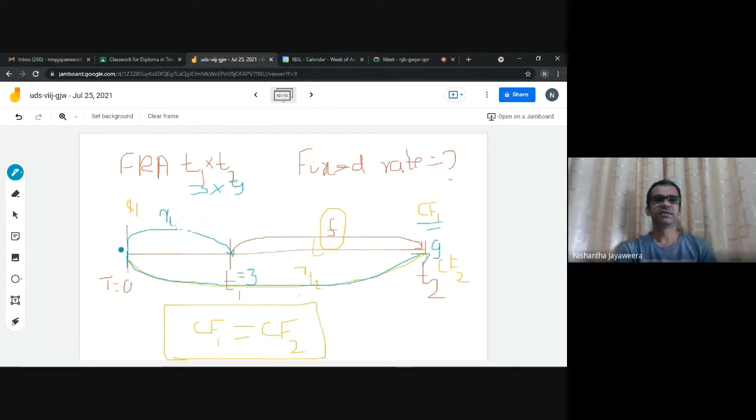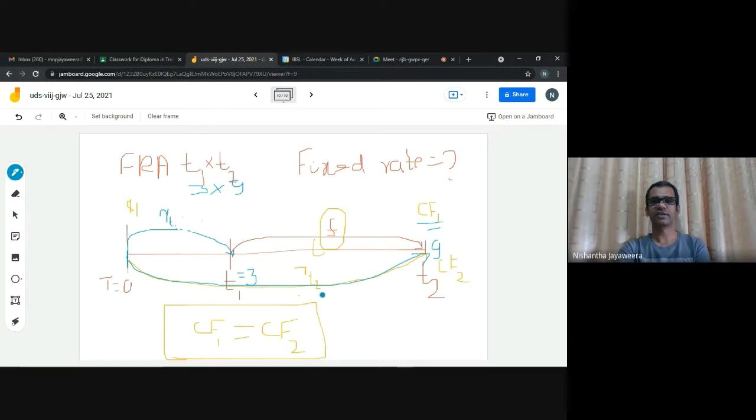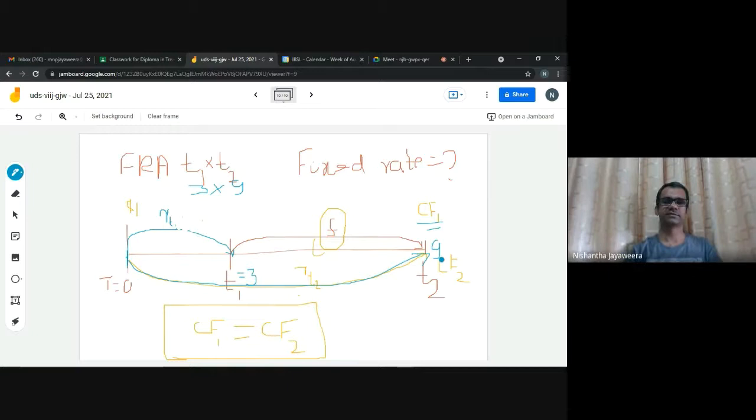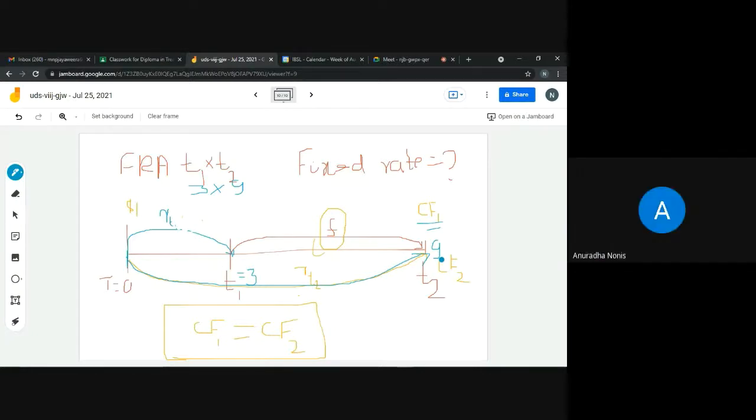That means you invest at RT1 for the first period, then you invest the proceeds of the previous investment at the rate of F for the next period. Whatever cash flow you get should be the same as if you invest your principal at RT2 for the whole period. That's the concept. Is it clear? Yes, sir, it's clear now.